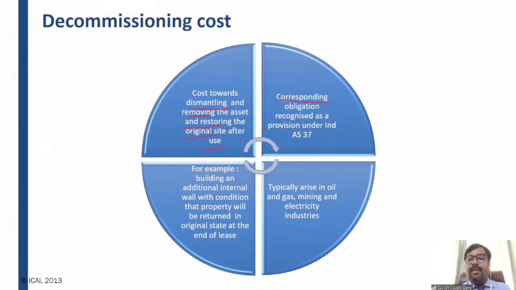So the corresponding obligation, like I have told you, the accounting entry will be ARO asset account debit to ARO liability account. So the corresponding obligation will be recognized as a provision under Ind AS 37. For example, building an additional internal wall with the condition that the property will be returned in original state at the end of lease, right? So these kind of things will typically arise in oil and gas, mining and electricity industries, and even in case of telecom companies as well. Okay.